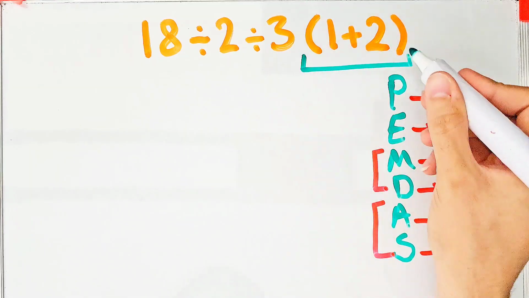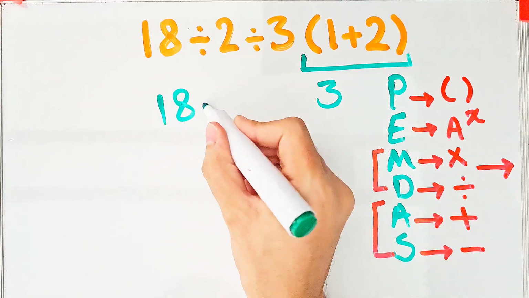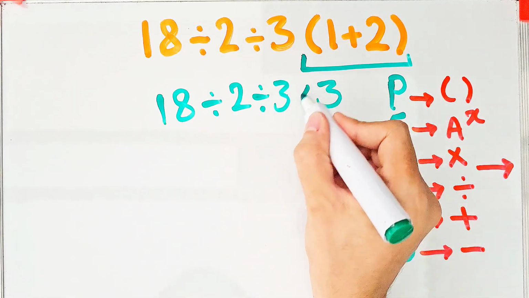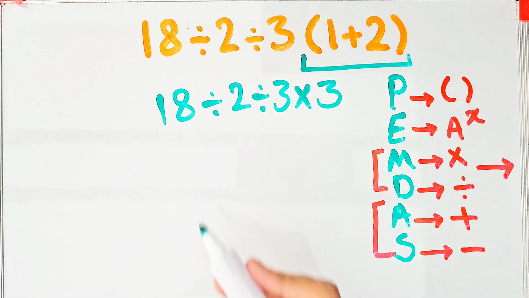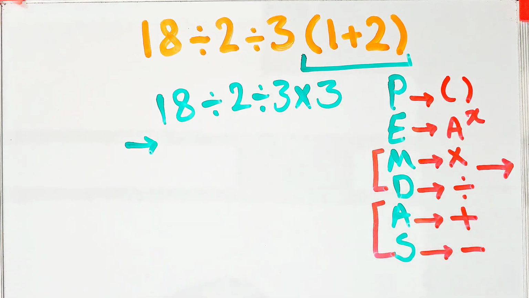First, we simplify the parentheses. 1 plus 2 equals 3. 18 divided by 2, then divided by 3. After that, multiplied by 3. In this step, because we have division and multiplication, we start from the left and simplify.